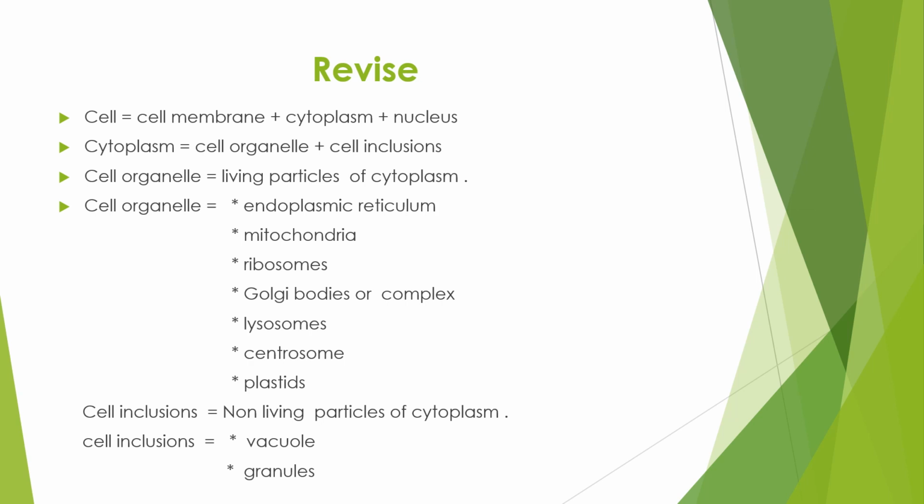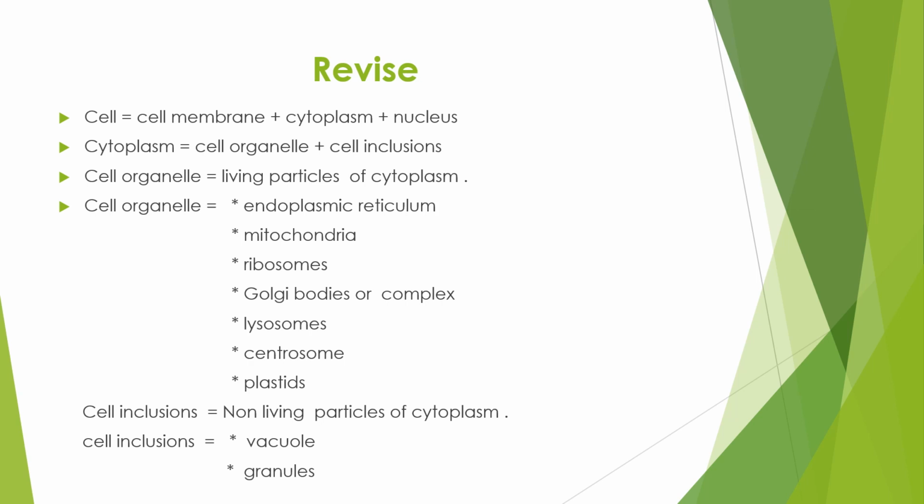Cytoplasm is that part of the protoplasm that lies between the cell membrane and the nuclear membrane. This we have already done in our previous lecture. The fluid part of the cytoplasm is called matrix, which is composed of various organic and inorganic matter dissolved in water. This cytoplasm has some membrane bound living particles and also some non-living particles scattered in the matrix.